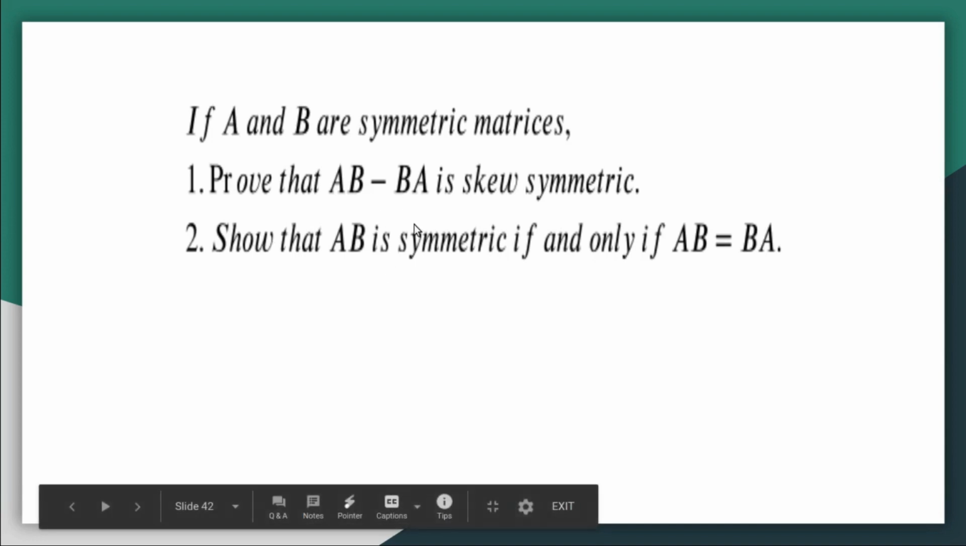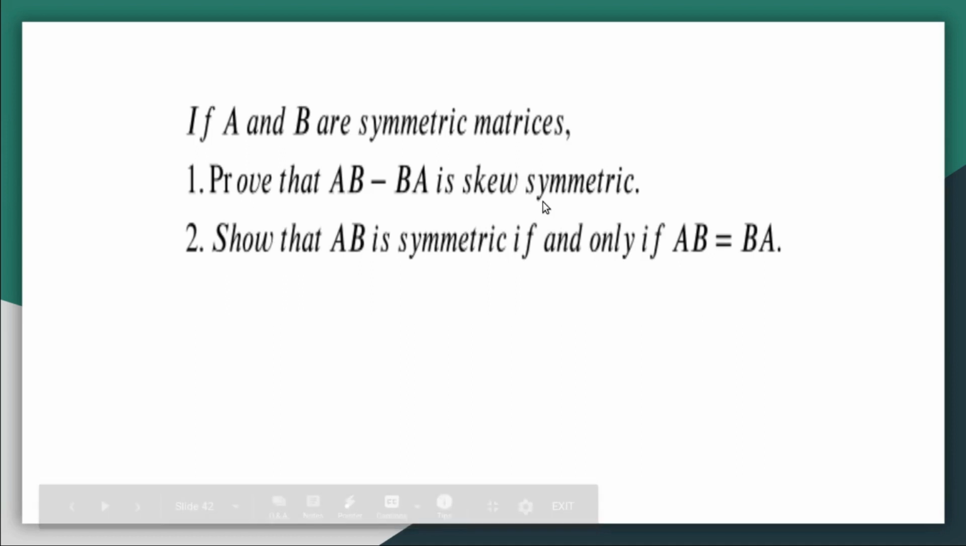If A and B are symmetric matrices, prove that AB minus BA is a skew symmetric matrix. If A and B are symmetric matrices, we have to prove that AB minus BA is a skew symmetric matrix. Now second one, show that AB is symmetric if and only if AB equal to BA. Now given that A and B are symmetric matrices, so A transpose equal to A and B transpose equal to B. We have to prove that AB minus BA is a skew symmetric matrix.